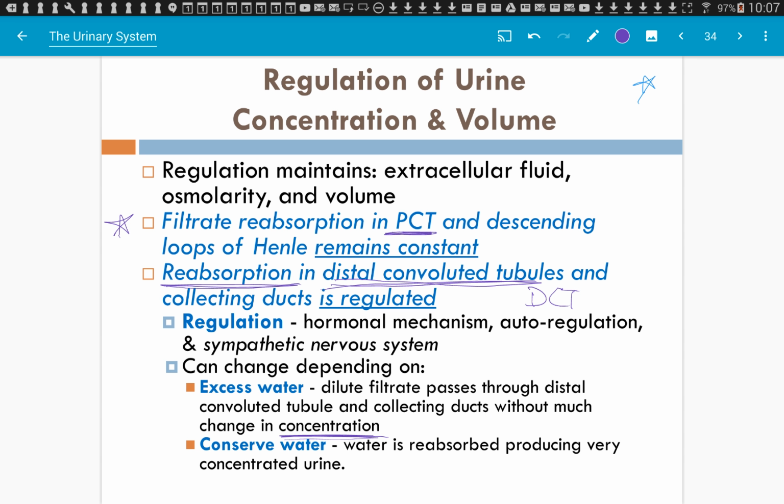If you don't have enough water, you need to conserve, and so then you have a lot of water that's being reabsorbed out of the nephron back into the blood supply. And by doing that, it makes the urine much more concentrated.